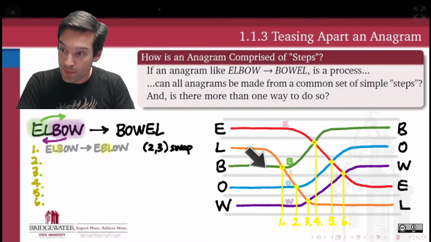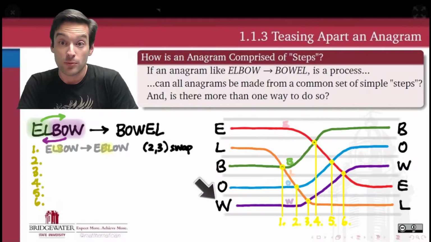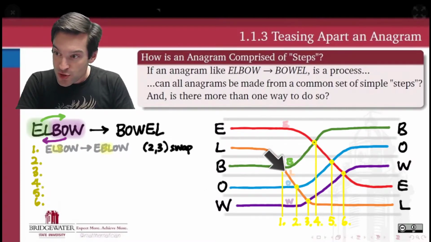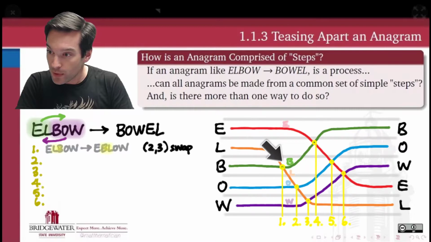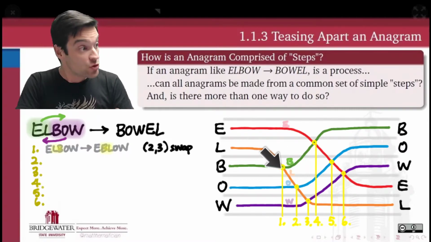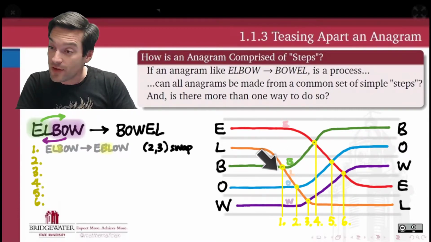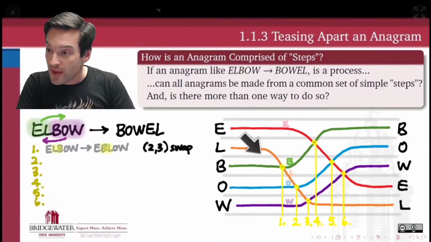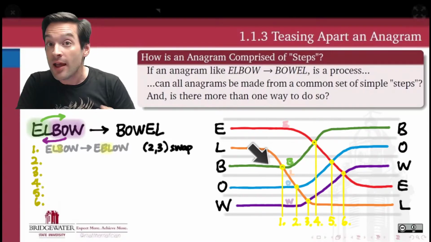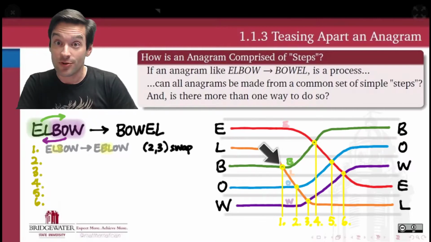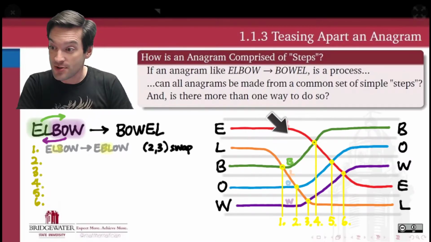Well, if I look before the crossing, I have the word elbow written out in the normal way. But just after the crossing, it looks like my orange and my green curves have traded places. And if they've traded places, then that means that my letter L and my letter B have traded places just after this first crossing. So after the first crossing has happened, elbow has turned into eblo.